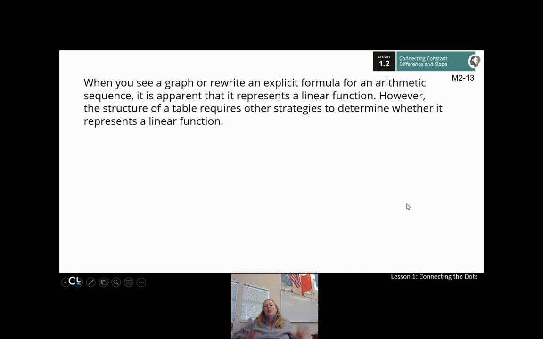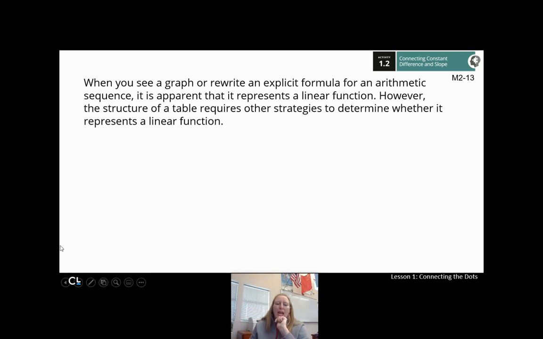So when you see a graph or rewrite an explicit formula for an arithmetic sequence, it's pretty apparent that it represents a linear function, right? We graphed it and we're like, well, that's a linear function. And even when we were playing with the formulas, we could rearrange it to make it look like a linear function. We're like, yeah, it's a linear function. However, the structure of a table requires other strategies to determine whether it represents a linear function. So if I gave you a table and said, hey, is this table a linear function? How would you know?